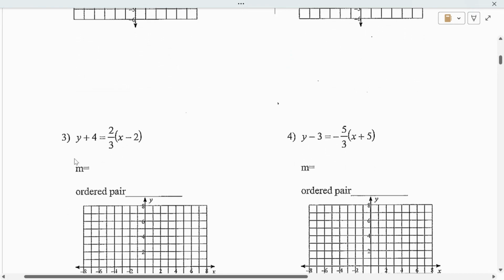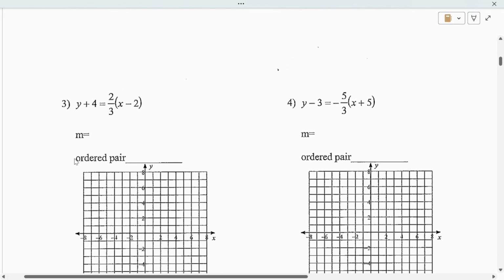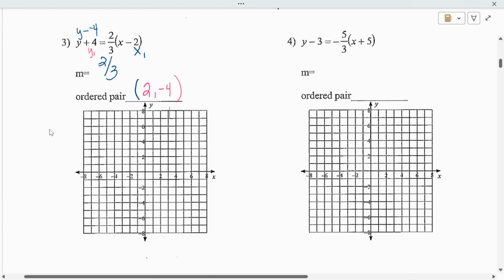Next one. I have to find the slope. What is the slope of this line? 2/3. What is the ordered pair of this line? This is the x sub 1 point, and this is the, right, it's really y minus negative 4. That's how it became a plus. So my y sub 1 point is negative 4. So this is the ordered pair 2, comma, negative 4. That's where I begin. I begin at the point 2, negative 4. So 2, negative 4 right here.